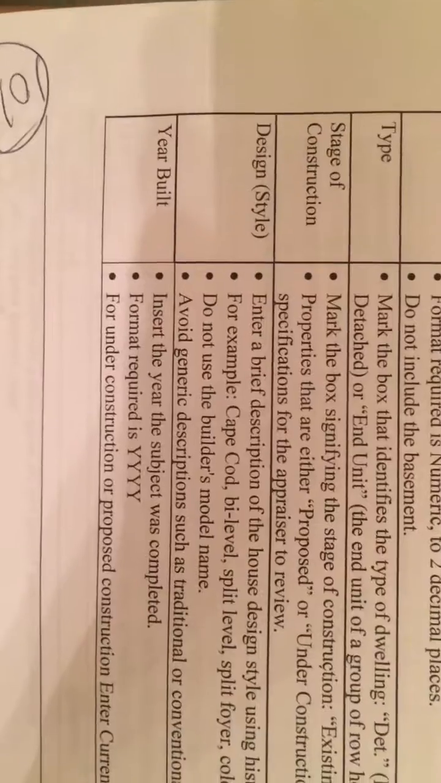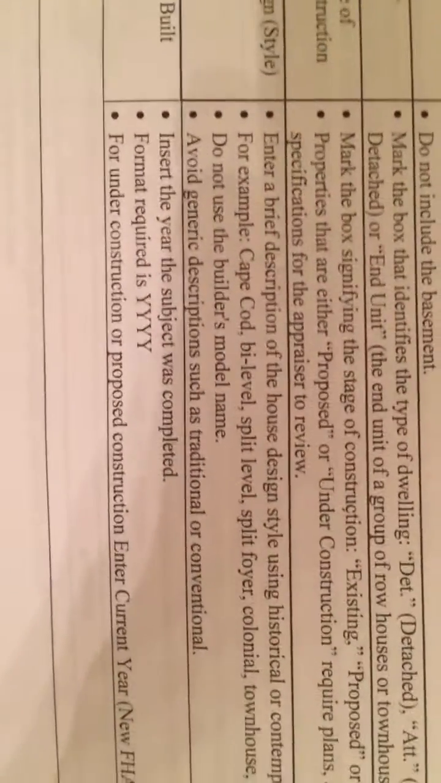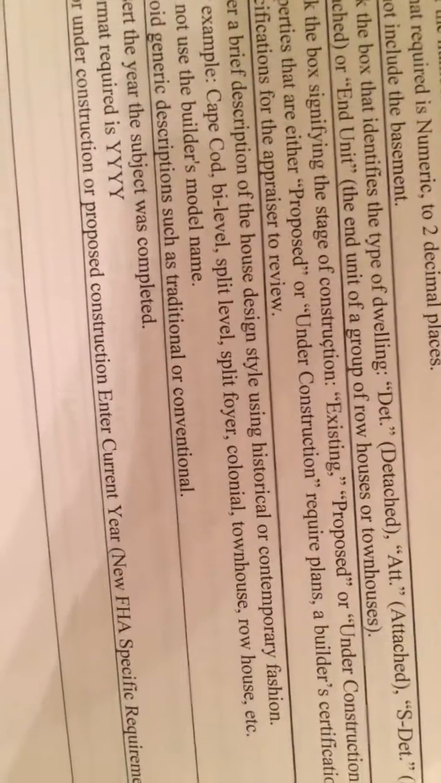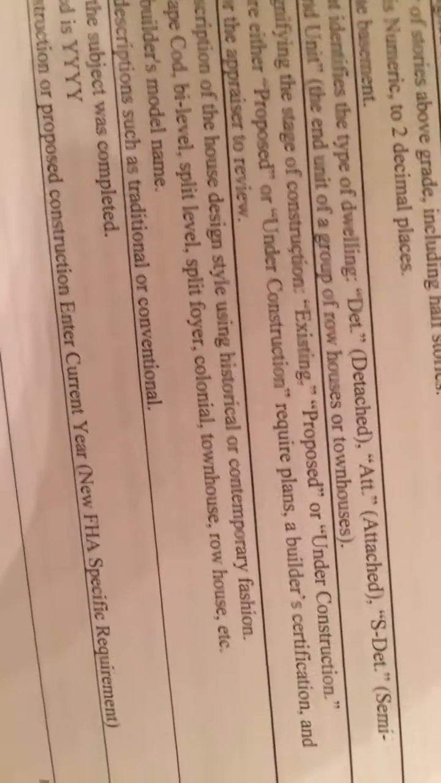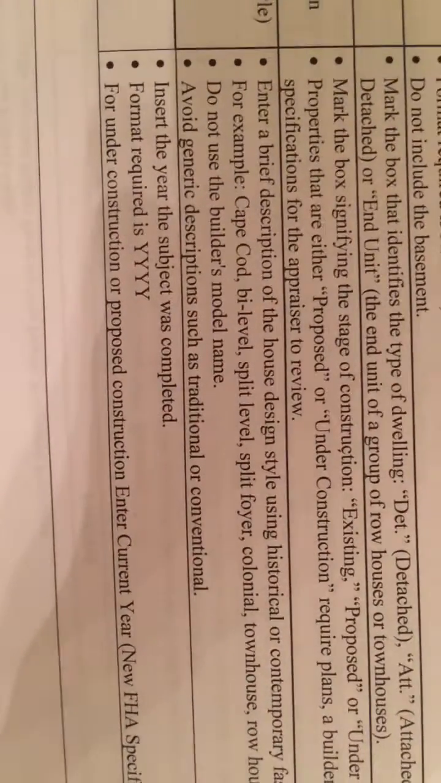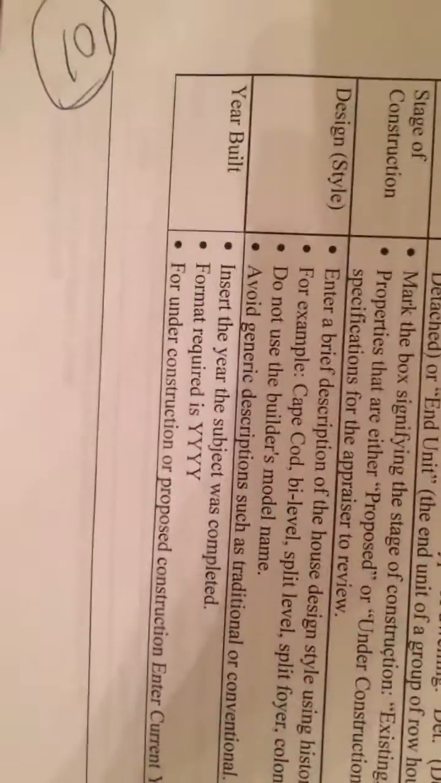Field: Stage of construction. Protocol: Mark the box signifying the stage of construction: existing, proposed, or under construction. Properties that are either proposed or under construction require plans, a builder certification, and specifications for the appraiser to review.